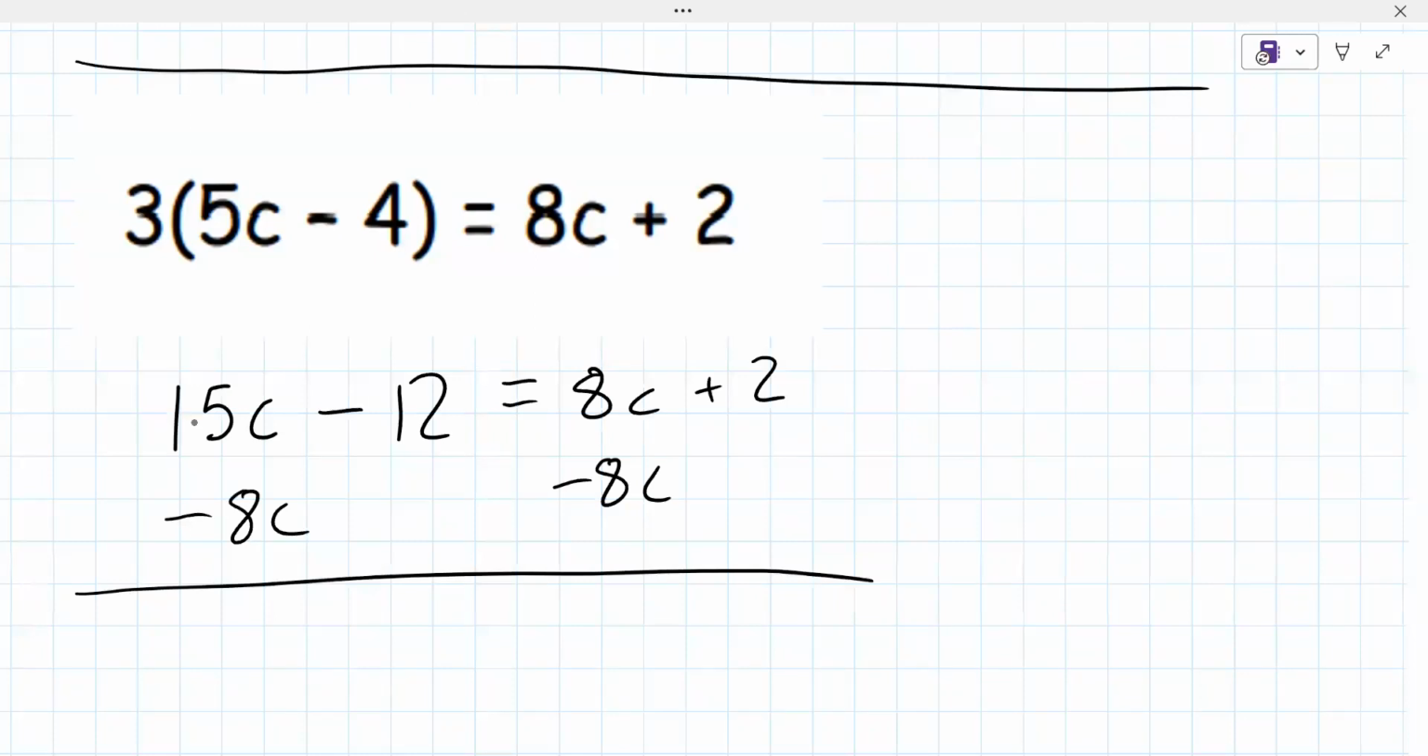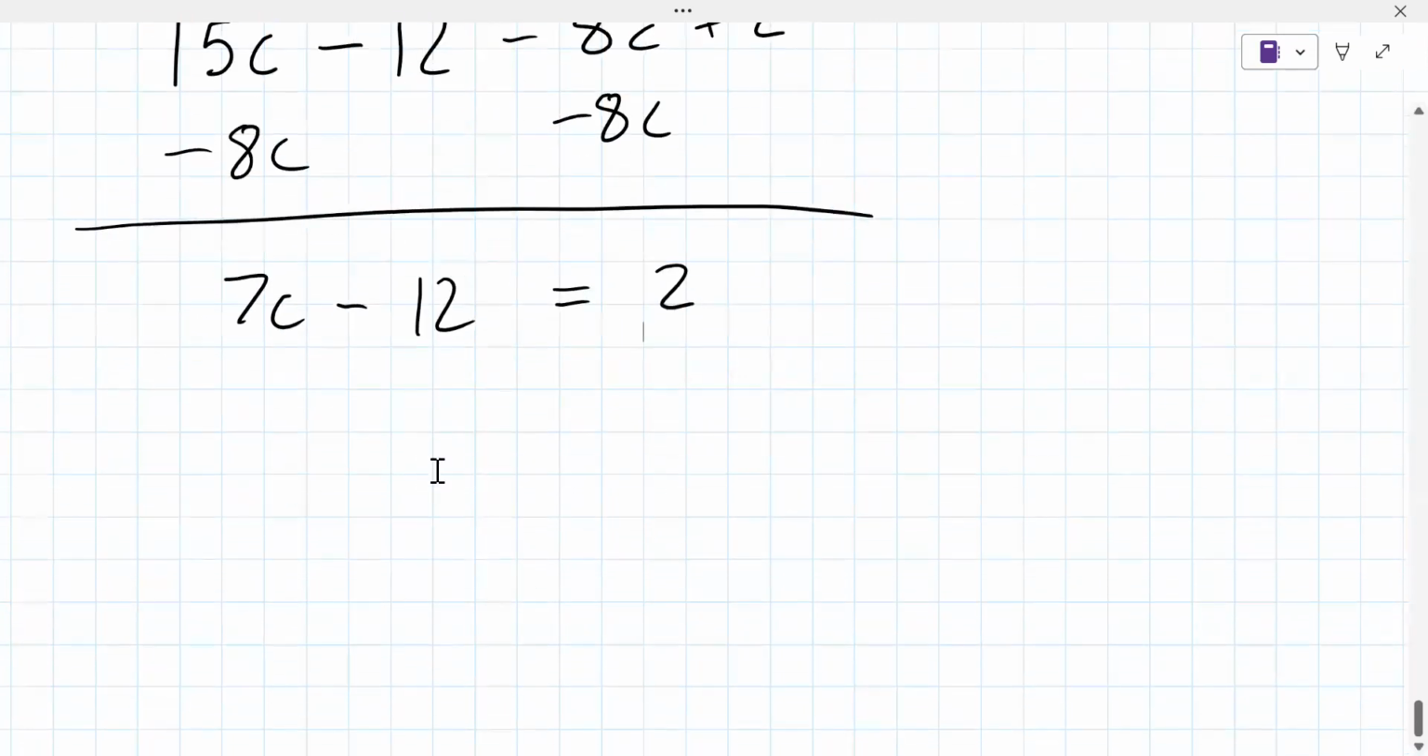So it'd be 7C. Okay, 7C minus 12 equals 2. Go ahead and keep working it out from here, please. Add 12. Yep, keep going. Would it be C equals 2? Yes, C equals 2. Very good.